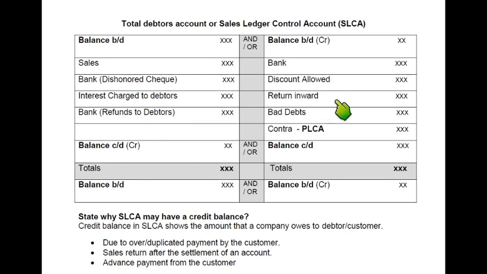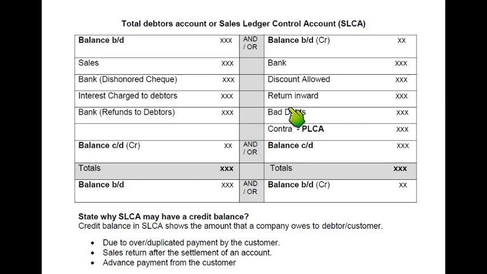Then we have return inward, also known as sales return. Whenever the customer returns goods back to us for some reason, maybe the goods are not up to the required quality, or maybe there's a different design, wrong size, or wrong color, we'll be receiving the goods back from the customer. So the return inward or sales return will be debited and the debtor account will be credited.